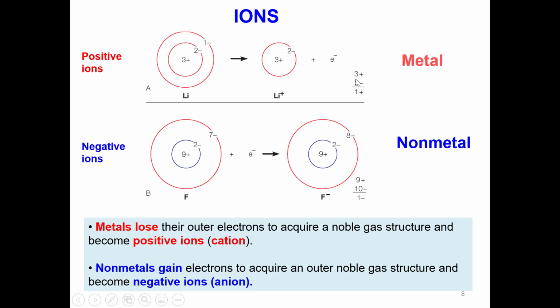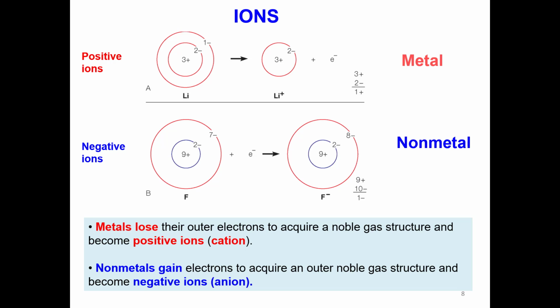Lithium will have 3 protons and 2 electrons. Then the net charge will be positive 1. This is why lithium is a positive ion. So positive ions have more protons than electrons.